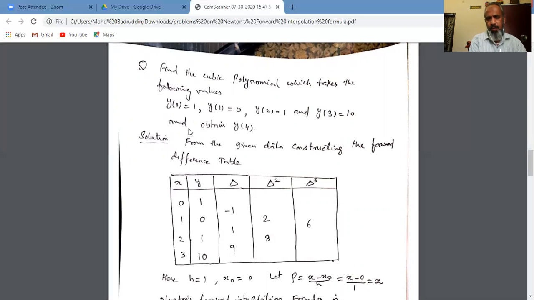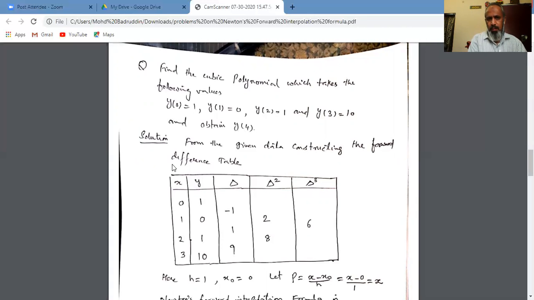So let us examine what are the values given here. From the given data, we are constructing the forward difference table. So this is the value of x0. 0 is x0, 1 is x1, 2 is x2, 3 is x3. We have to find x4. At x4, what is the value of the function?